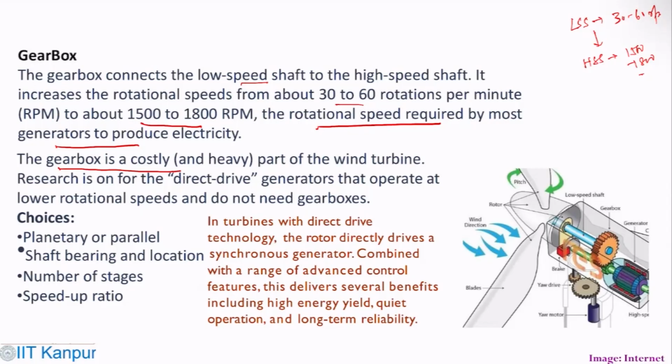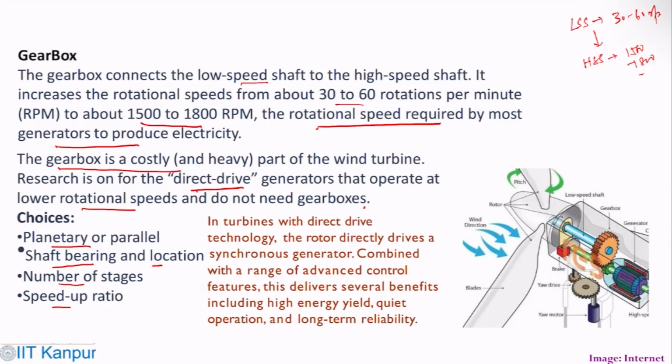Now there is research going on for direct drive generators that operate at low rotational speed but do not need gearboxes. So what one can have, there could be some choices. You can have planetary or parallel gear mechanism, shaft bearing and location, number of stages, speed up ratio. All these are choices that one can have.